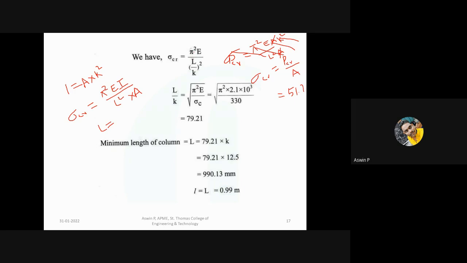Or else you can do as such, whatever they have given here. This will be more complicated than this. They have substituted the value of I. Here no need of substituting I. Actually, you can directly substitute the value of I here, and you can find L square and L.